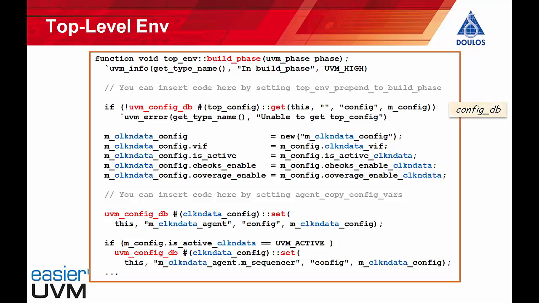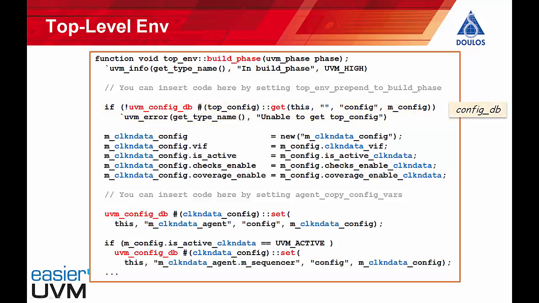Now let's jump to the top-level env, and in particular to the build phase method. So as I've said already, we typically set and get values in the configuration database during the build phase top-down. So the top-level module gets the first chance to set values in the configuration database. Then here in the build phase of the top-level environment, we're getting the configuration object that was set from the top-level module. And if get is unable to get the parameter of the given type and name and scope, then it will return false. And in this case, we're printing out an error message.